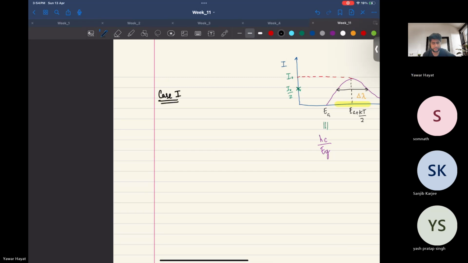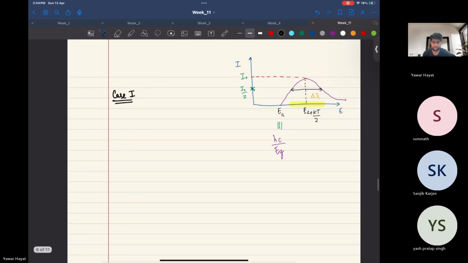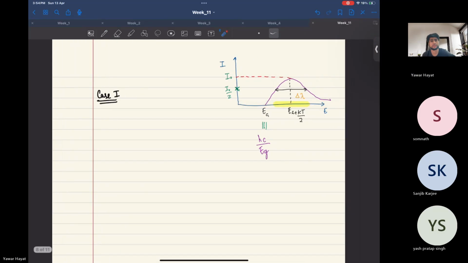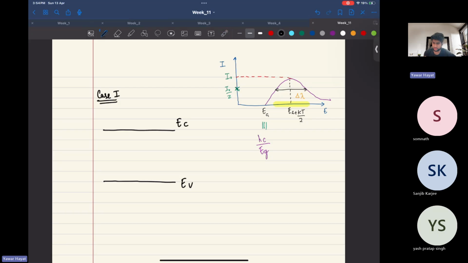In this case, first of all, what is this axis? This is not EG, this is E. Precisely E, neither EC nor EV. It's E, energy. Now, this is EC, this is EV. Let's say this does not start from EG, and instead, as you said, why does it not start from here? Something like this.